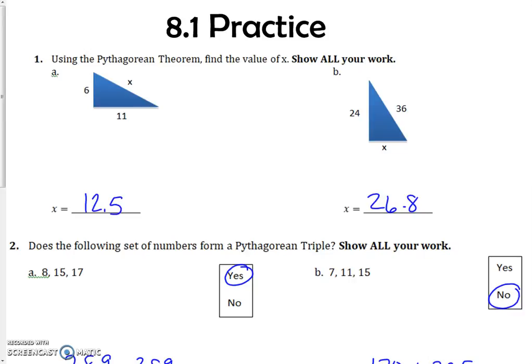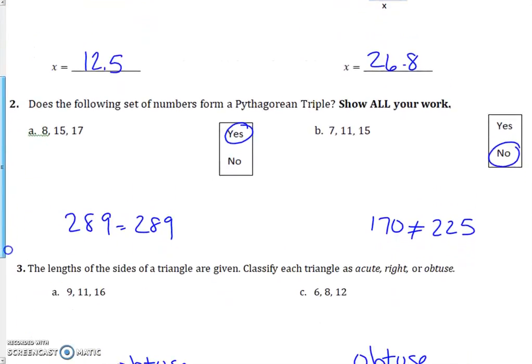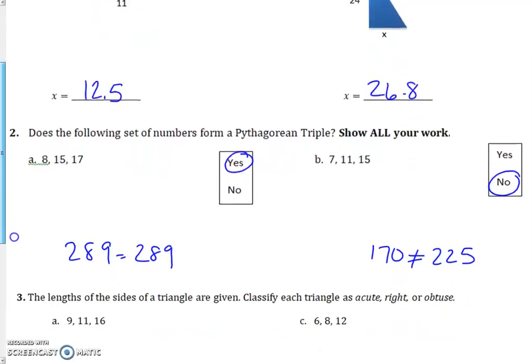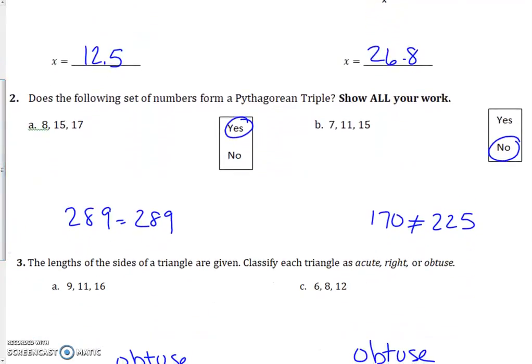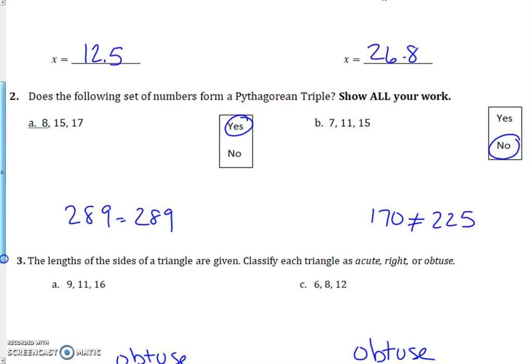All right, so number 1A is 12.5, B is 26.8. That is using the Pythagorean Theorem. Number 2, you're using the Pythagorean Theorem on each one of these as well. If it's equal, then it's yes. If it's not equal, it is no. So you can see the answers.